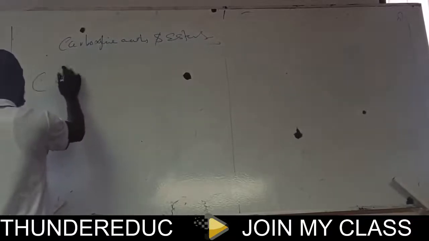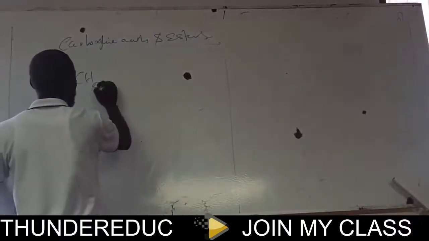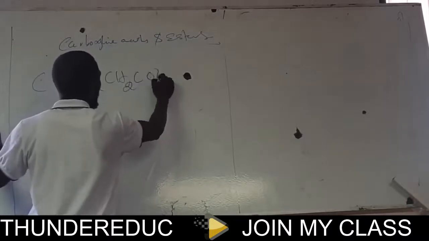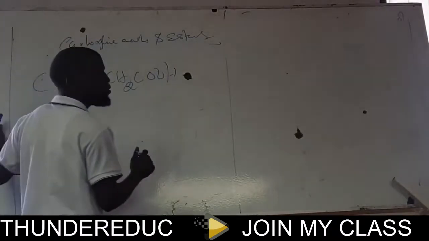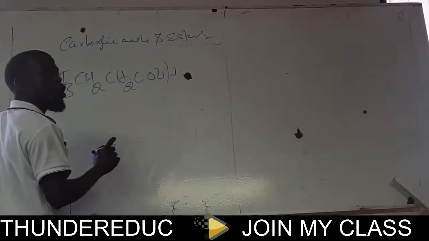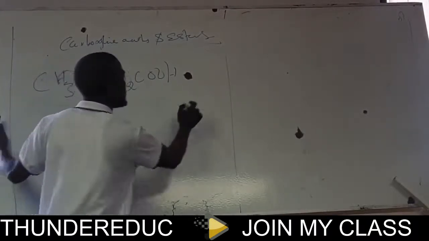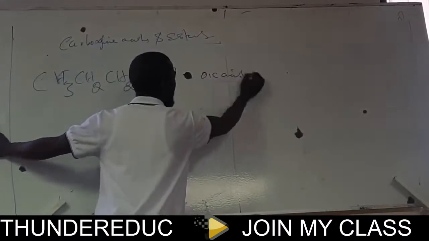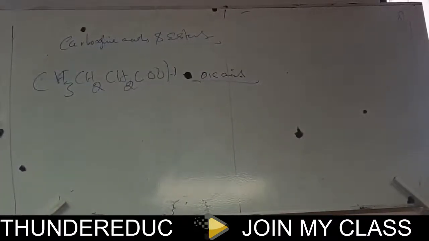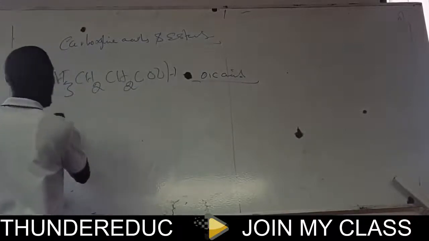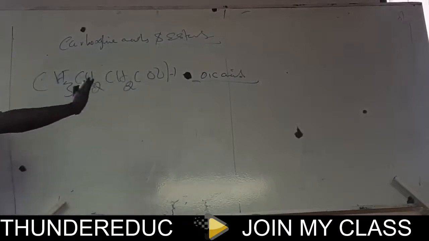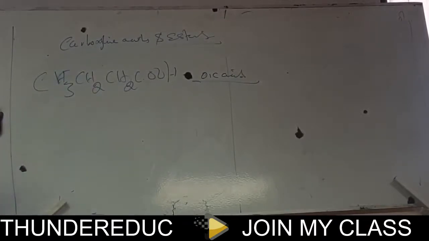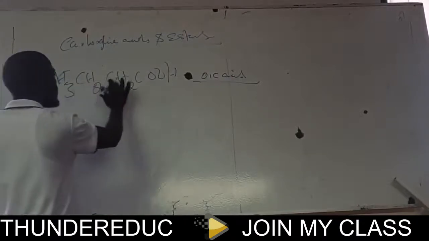Carboxylic acid: CH3, CH2, CH2, COOH. Remind me, how do I end with the carboxylic acids? Oic acid. It ends with oic acid. Now let's say 1, 2, 3, 4. This one does not have a position.